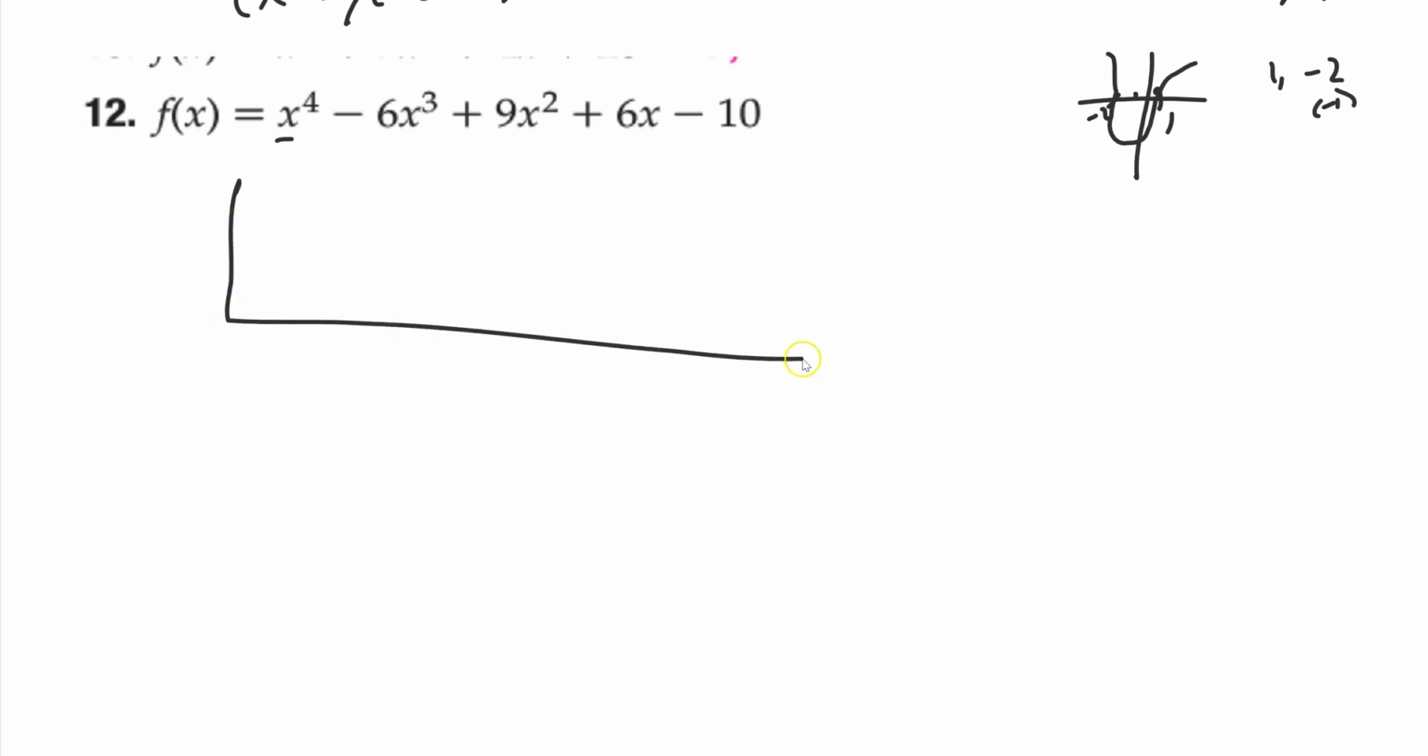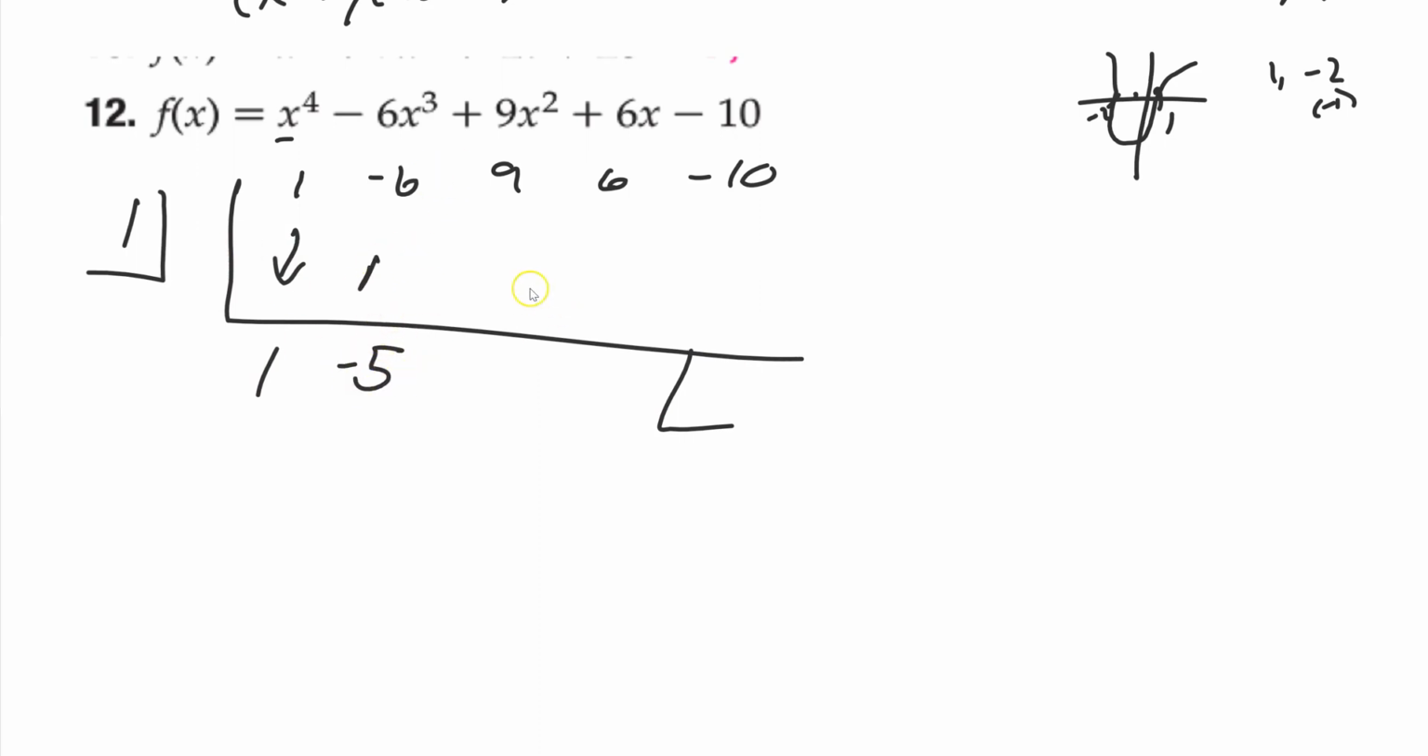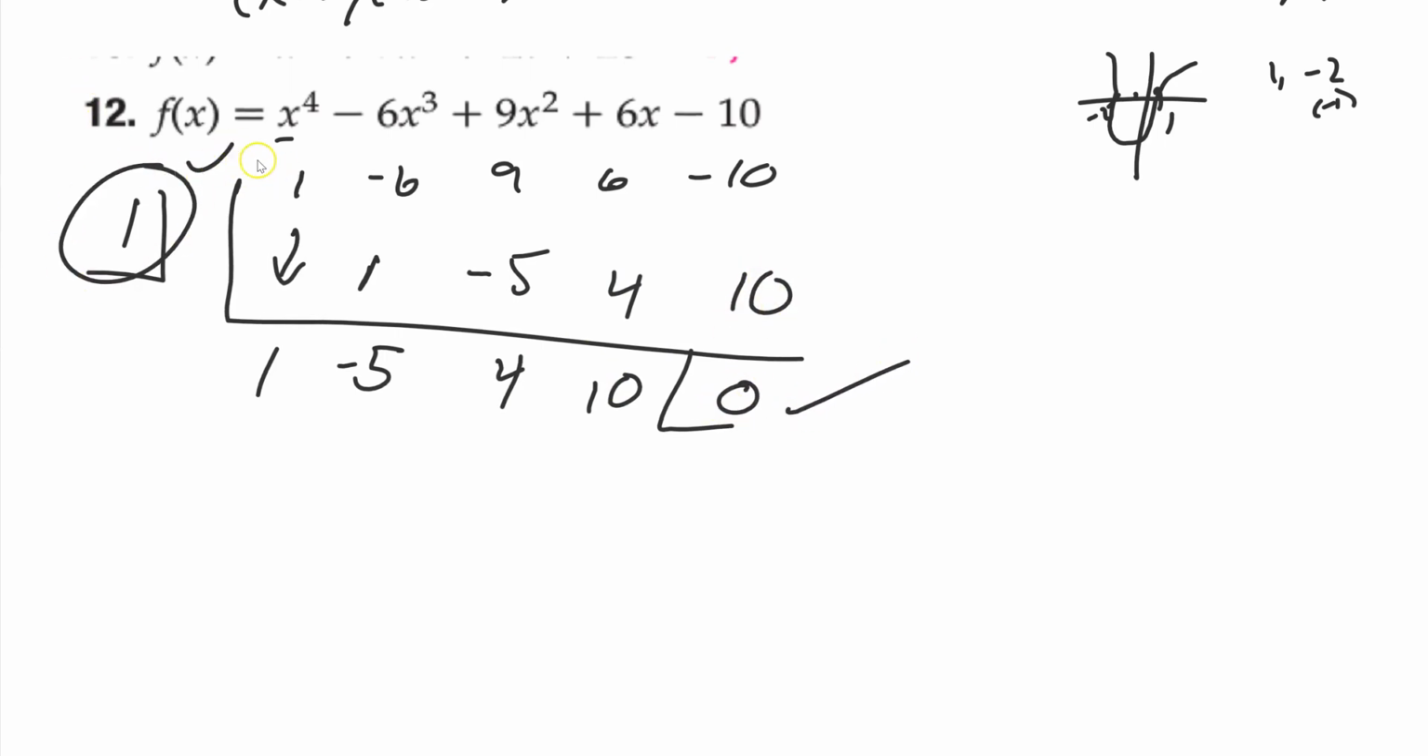Let's find the rest. So 1, negative 6, 9, 6, negative 10. I feel very confident about 1, so let's put a 1 there. Bring the first one down, multiply across. So 1, add down, negative 5, multiply across. Add down, multiply across, down, multiply across. And again, I get a 0, so I was right. 1 does work.